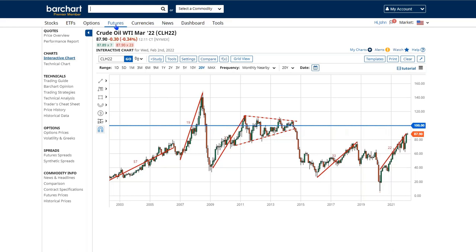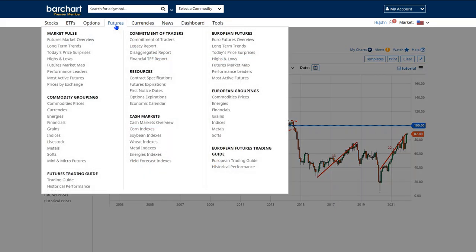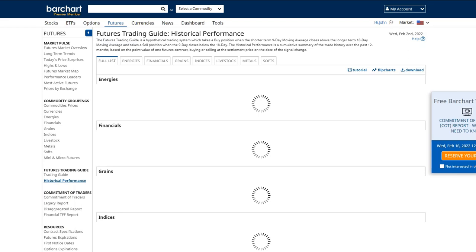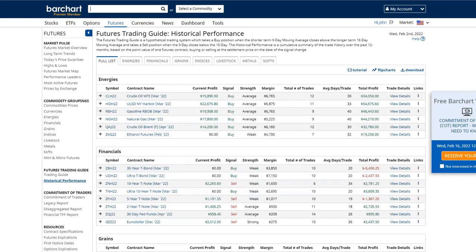So what I want to do is introduce you to a feature. This is a premium feature that we have in Barchart. It's called the Futures Trading Guide. And I'm going to start in the historical performance first, and we'll look at the trading guide in a second. This is a hypothetical trading system using the 9 and 18 day moving average.